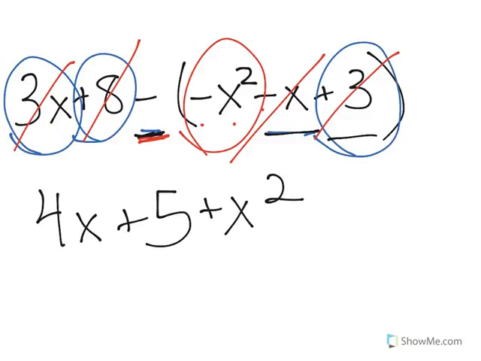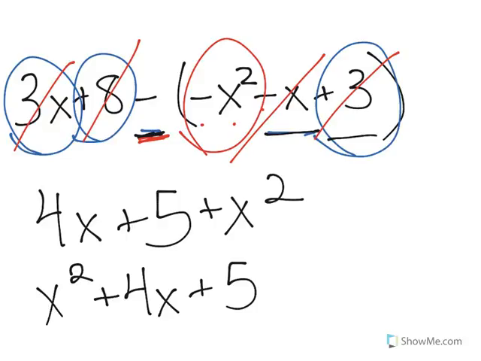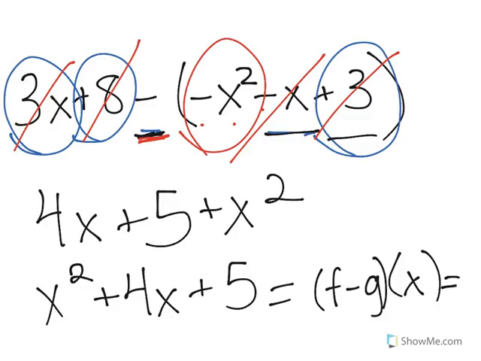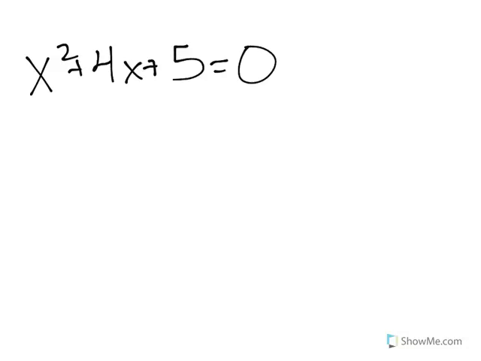Let's rearrange this into decreasing order of the exponents, and this is equal to f minus g of x. And now we want to find the zeros of it. So we want to find the zeros. So we have x squared plus 4x plus 5 is equal to 0.